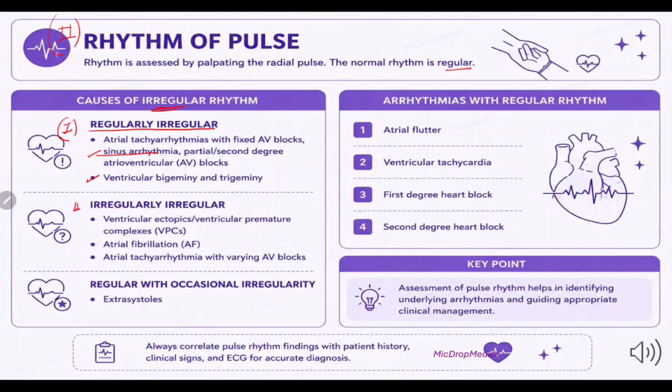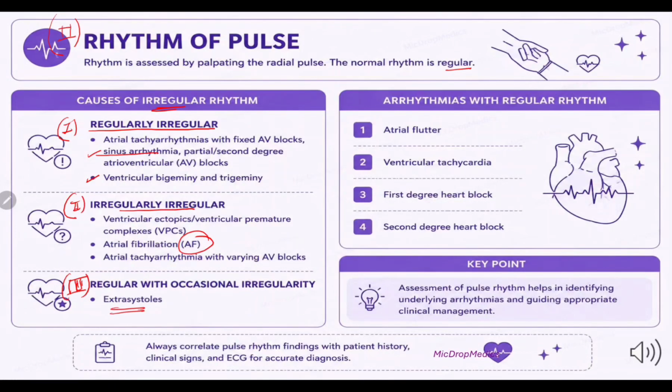Next, you have irregularly irregular. It is complete, unmitigated chaos. There is absolutely no repeating pattern or rhyme to the beats. When you feel this, your mind should immediately scream atrial fibrillation. It can also be caused by frequent ventricular ectopics. Next, you have regular with occasional irregularity. A normal rhythm that is occasionally interrupted by a sudden premature skip, like an extrasystole.